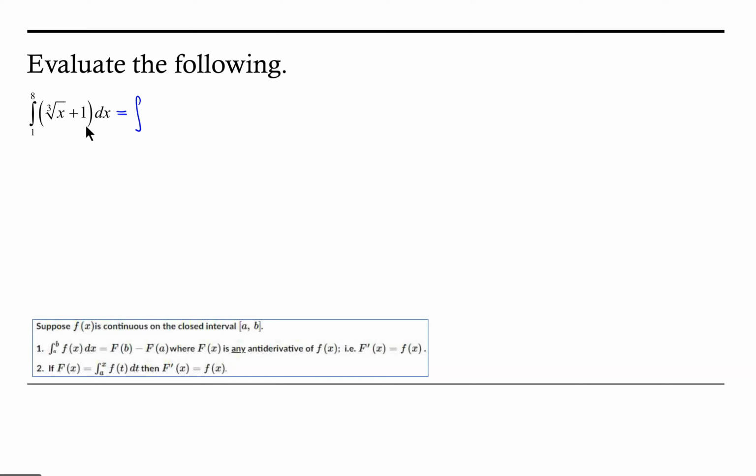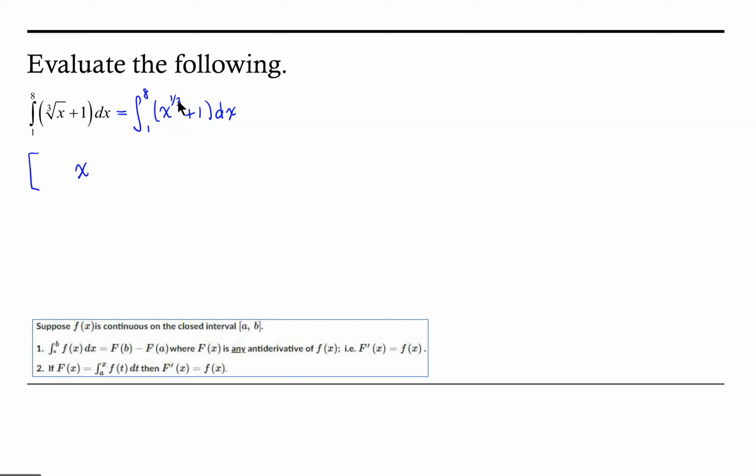In preparation for finding that antiderivative, let's rewrite our integrand as x to the 1/3 power, rewriting this cube root function as x to the 1/3 power and adding 1 dx. Now, to find our antiderivative, we need to recognize that, in essence, this x to the 1/3 power was derived from using the power rule. And so its antiderivative will require adding 1 to that exponent.